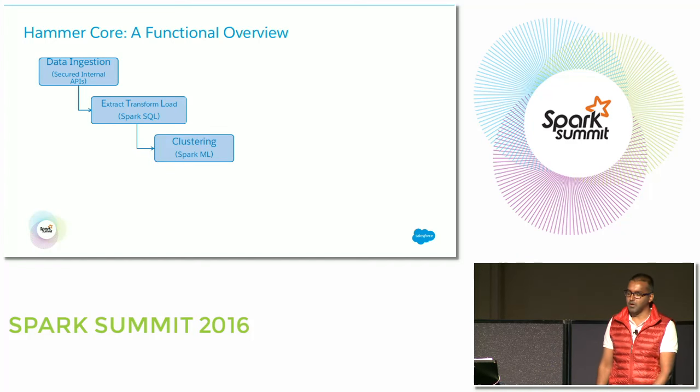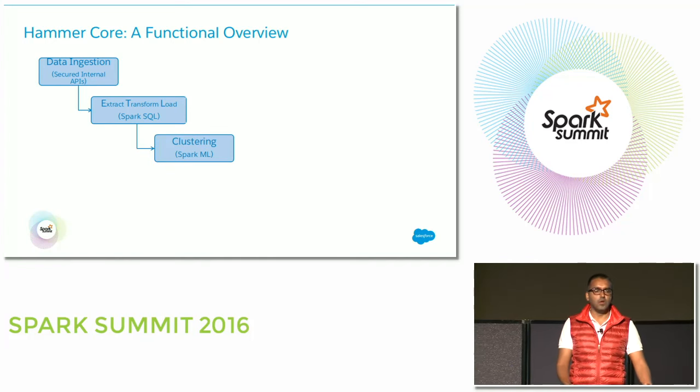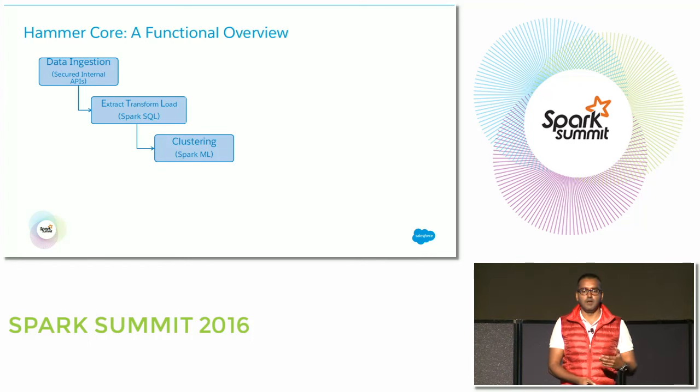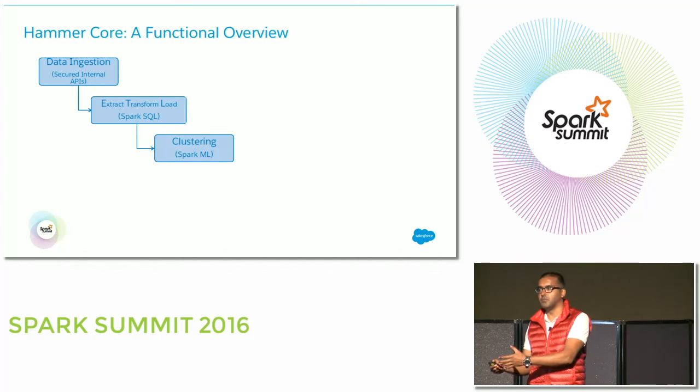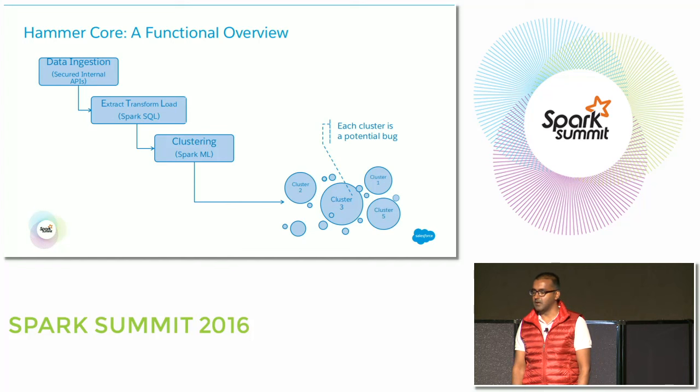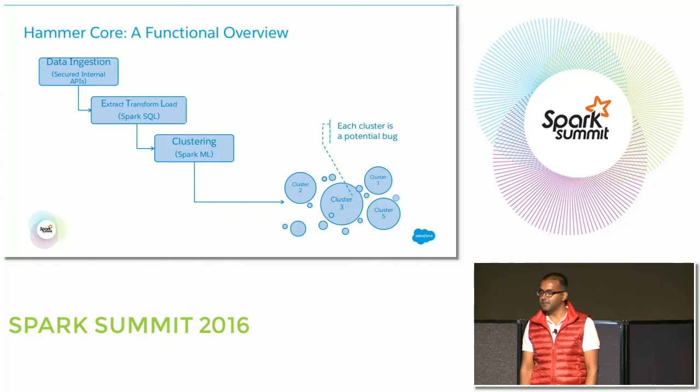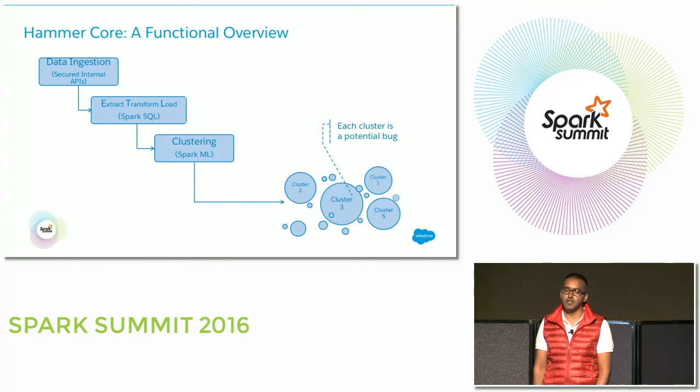The third stage is the clustering. We're going to talk more about this in a subsequent slide, which is basically looking at all the optimized data and running it through the machine learning algorithms, which can classify or cluster the results together and say these clusters could be a potential bug which you need to analyze further. The output of that is, again, a bunch of clusters. Each cluster can represent a potential bug in the future software.